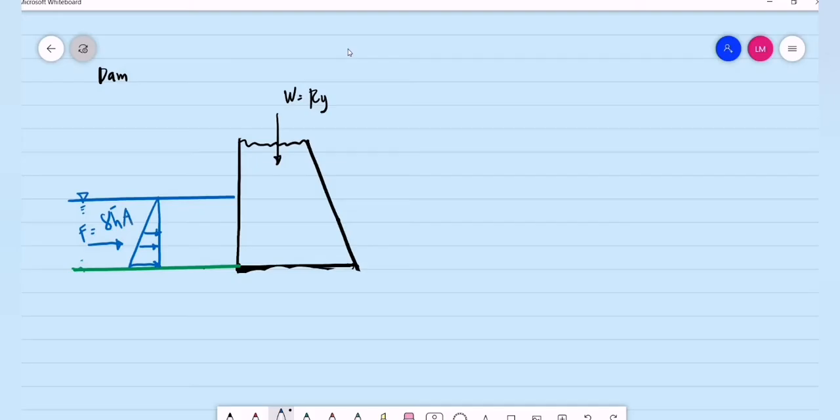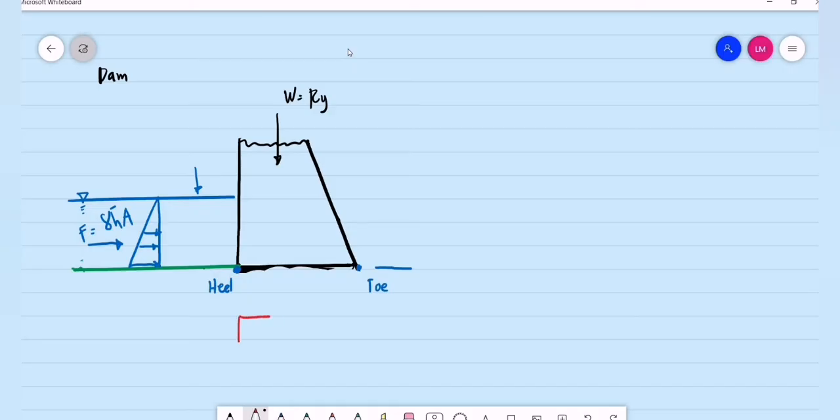Then, if this side contains the water or retains the water, and on the right side we don't have water, or for example we have water but lower in level, we are considering this point of the base of the dam as the heel, and this point is the toe of the dam. Okay, then we have a conservative analysis for dam.